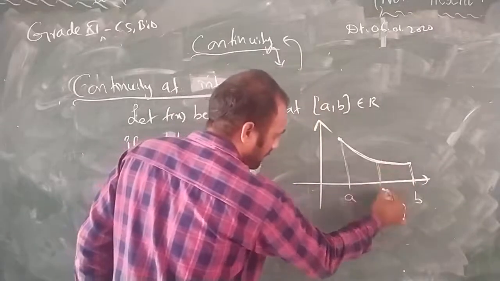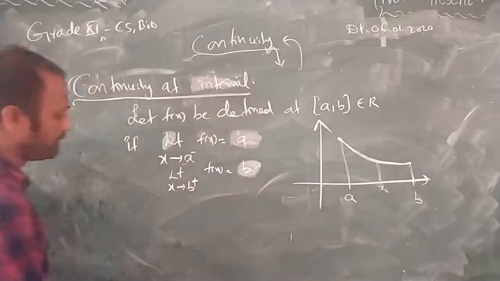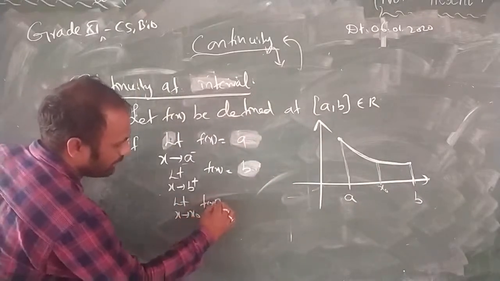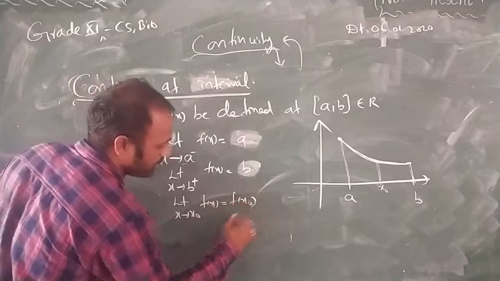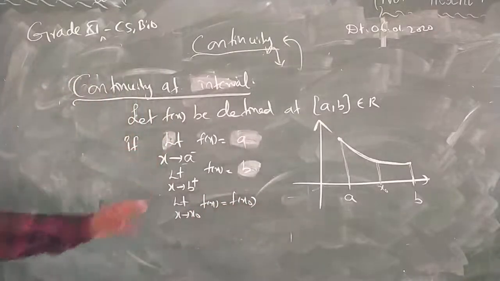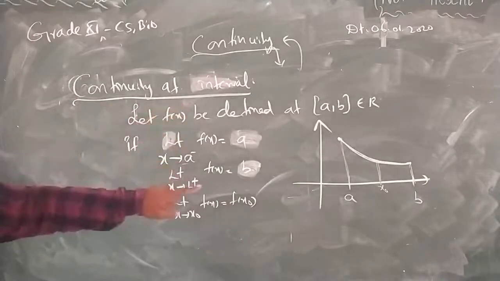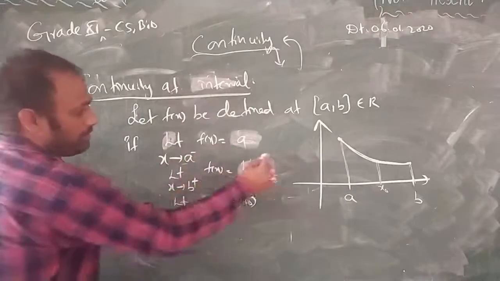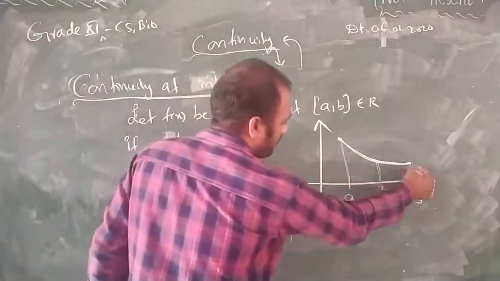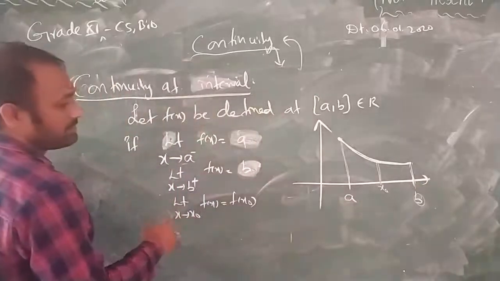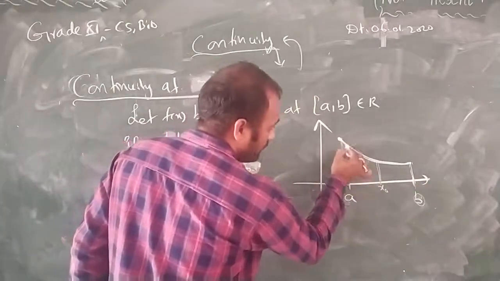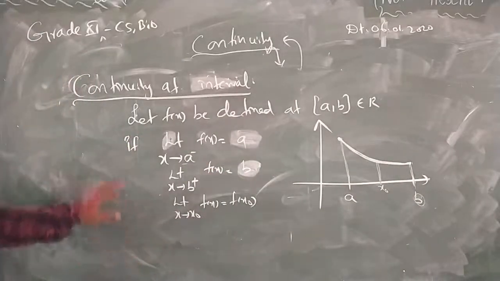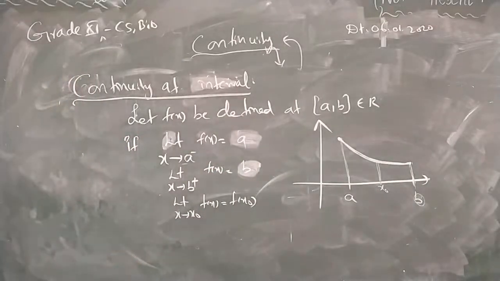Next, at any middle point, let us call the point x naught. So the limit as x tends to x naught of f of x must be equal to f of x naught. Then we can say that this particular function is continuous in this interval. So the left hand limit value must be the a value and the right hand limit value must be the b value. And if you substitute any value from here to here, you need to get the given functional value. Then we can say that this function is continuous in this interval.